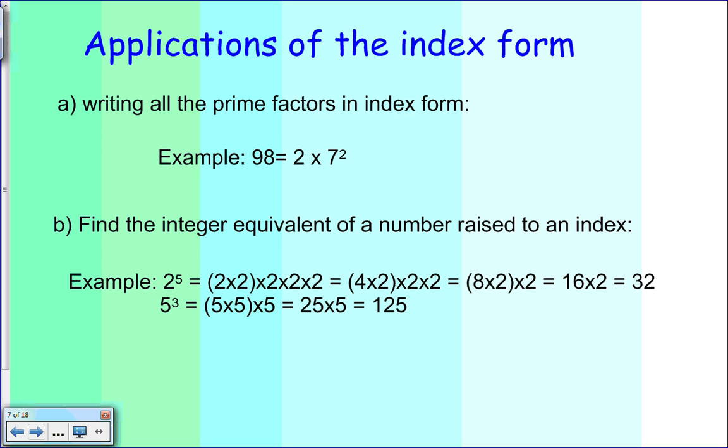Okay, so how do we use the index form? And at this point, we're switching to page 2 of your packet. So I can write numbers like 98 in index form by breaking it down into what are called prime factors. In other words, if I had 2 times 7 squared, I would get 98. Let's just show you how that works. 2 times 7 squared is 2 times 49, and 2 times 49 is 98.